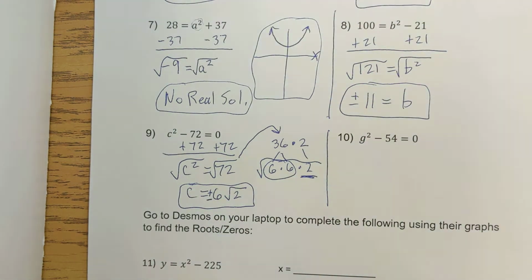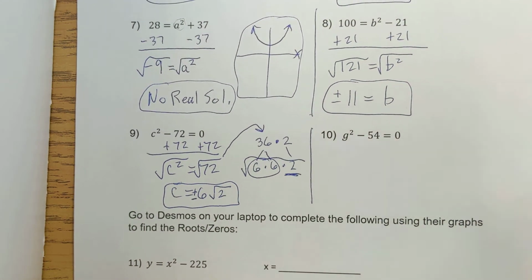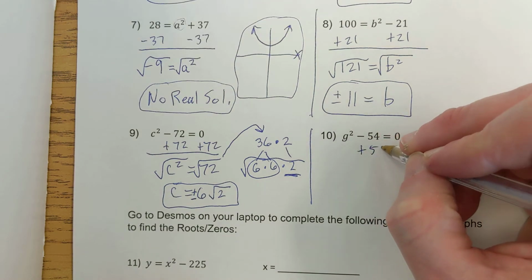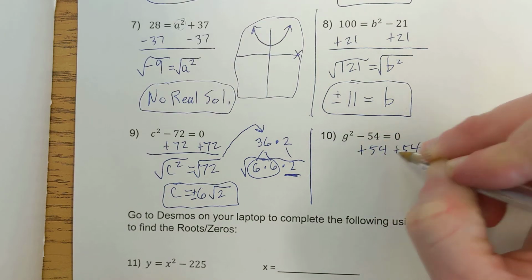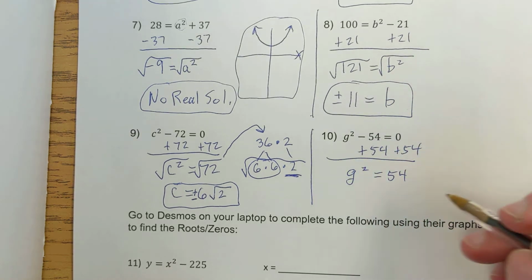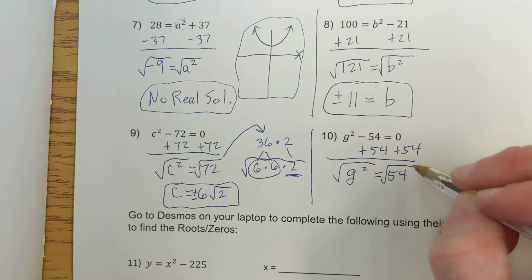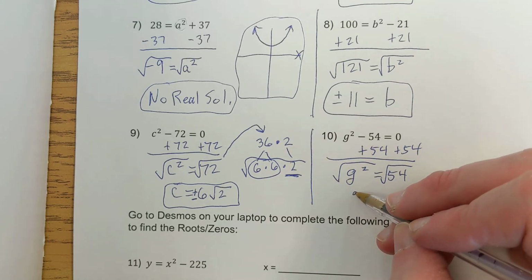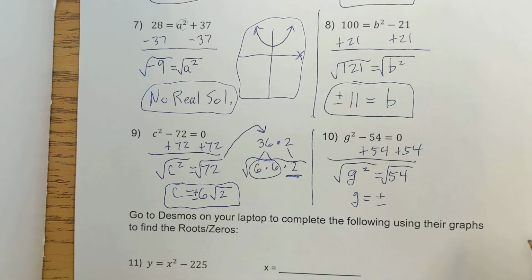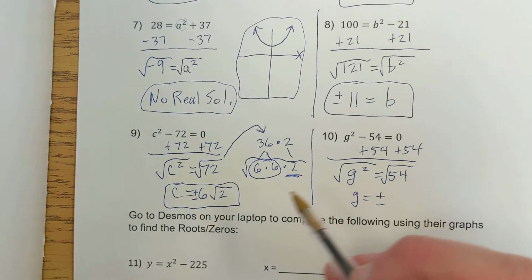So any questions? If you have questions, certainly reach out on Canvas on that. All right, number 10, we're going to get g squared by itself, so we add 54 to both sides. When we do that, we get g squared is equal to 54. To undo the square, we take the square root of both sides, and we're going to have g is equal to, we know it's going to be plus or minus, but once again, 54 is not a perfect square if you test on your calculator.